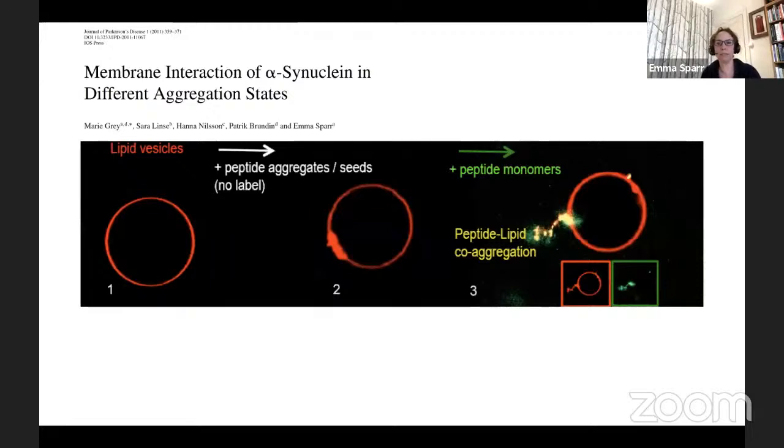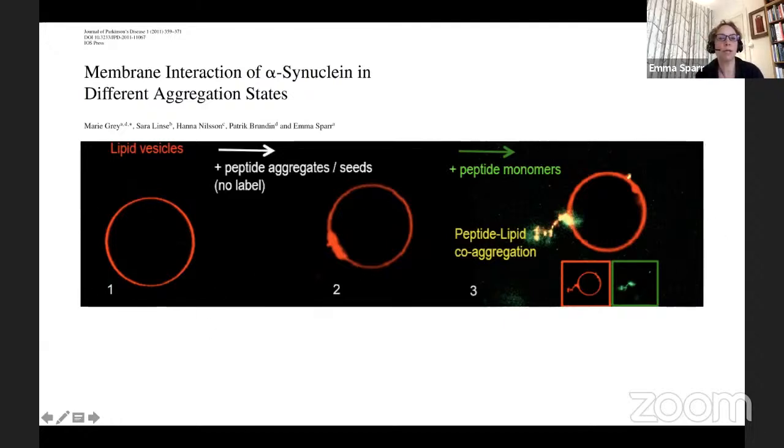The fact that this is relevant, we can see from both in vitro and model studies. Here is an old study from our group, where we basically indicate that there is a co-localization or co-assembly of lipids and proteins. So here is a case, a sequential set of images.